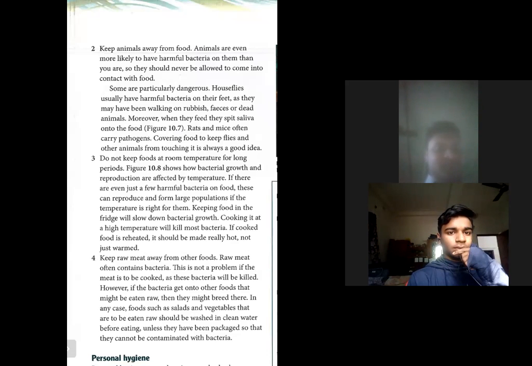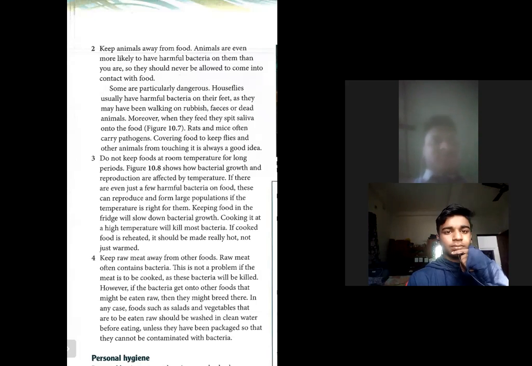This is indirect contact, not direct. Why is this indirect? Because there is a carrier, there is a vector. The housefly is the carrier. It is not happening directly from one person to another. The house flies are carrying the pathogens.